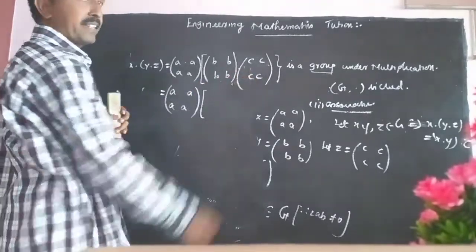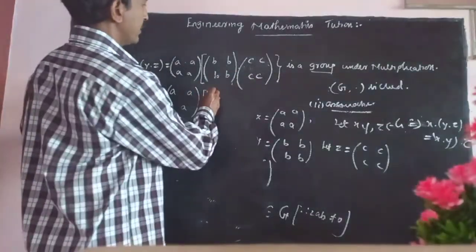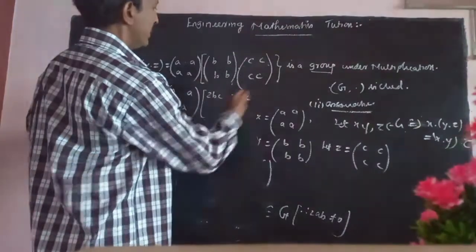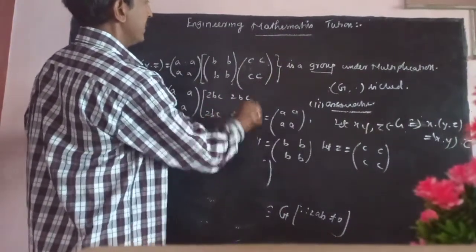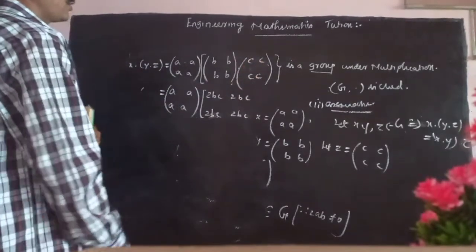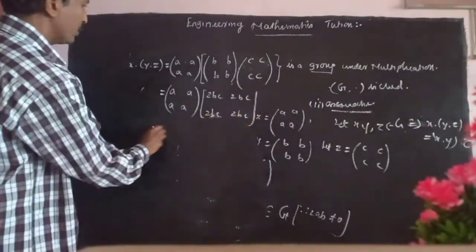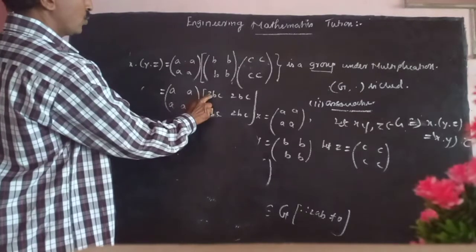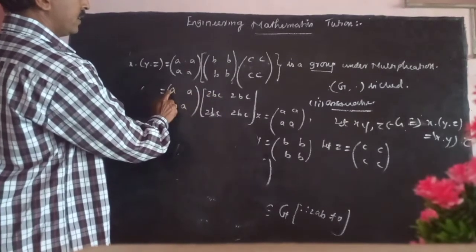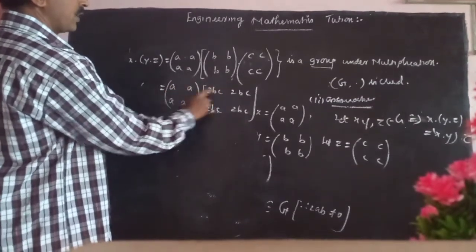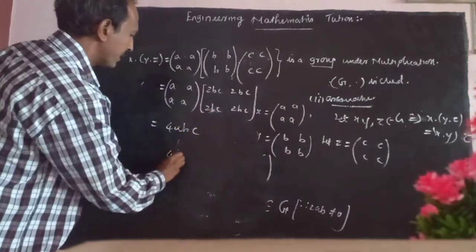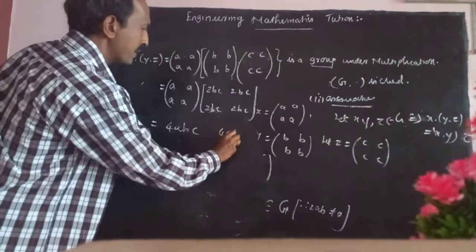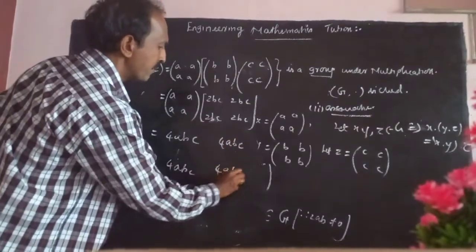Then multiply these two matrices, that is BC, that is 2BC. So B dot C plus B dot C, that is 2BC. So that is equal to 2ABC. First row, first column, 2ABC. That is 4ABC in every entry.